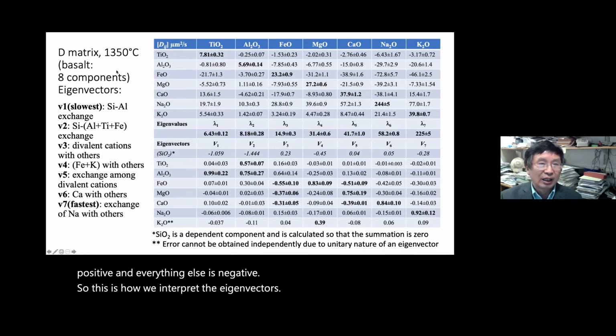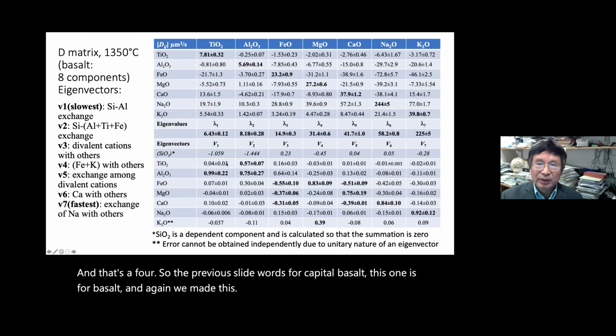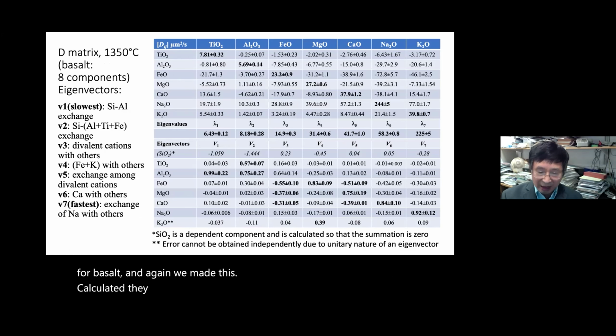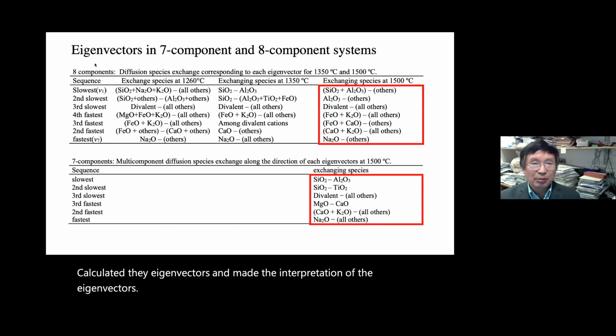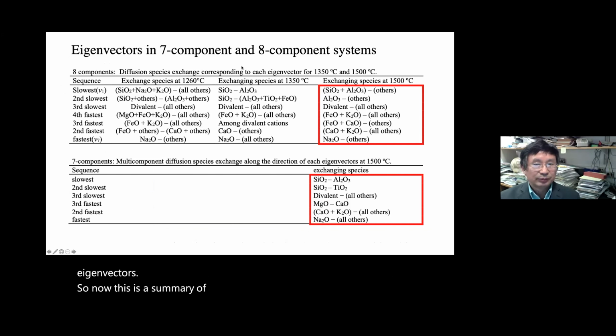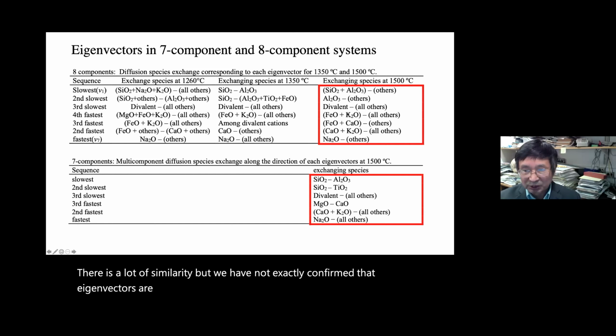And that's so the previous slide was for haplobasalt. This one is for basalt. And then again, we calculated the eigenvectors and made the interpretation of the eigenvectors. So now this is a summary of the eigenvectors. There is a lot of similarity, but we have not exactly confirmed that eigenvectors are independent of temperature, which we would like to confirm. And I'm going to show you why we encounter difficulty.